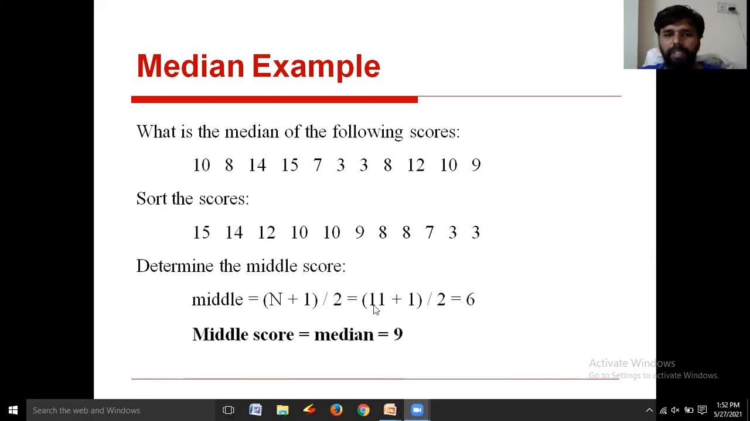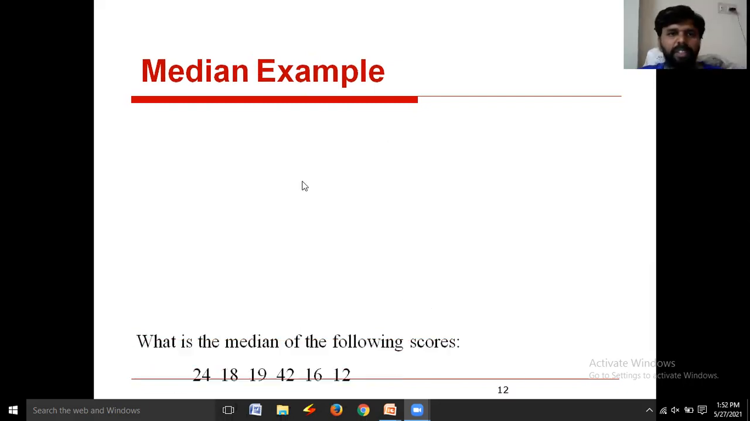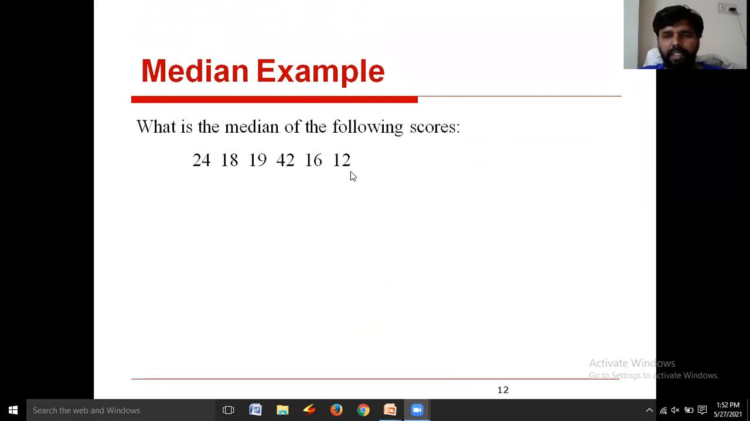Now coming to the even case, see this example here. This is the data we are using to calculate the median. Now the middle value we are going to calculate. There are a total of 6 elements, right? All these elements are arranged in sorted order first. Then we need to apply the formula. The formula is what? (N plus 1) by 2.